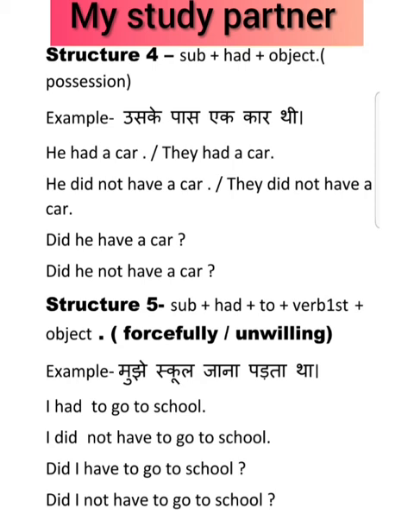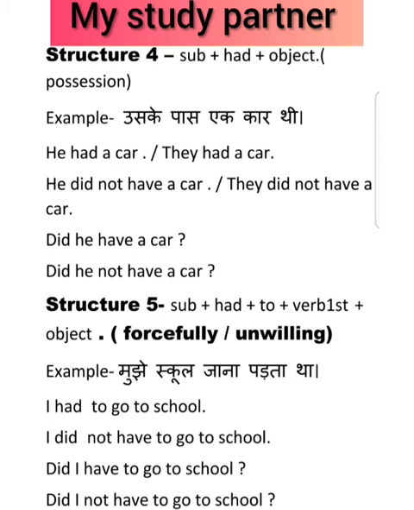So totally you guys are supposed to do one thing only, that is change the helping verb from present to past. Rest of the things are going to be the same, all the structures and all the rules. So now we have changed that to had, forcefully. It means the sentence will be like, मुझे स्कूल जाना पड़ता था. You had to go to school.